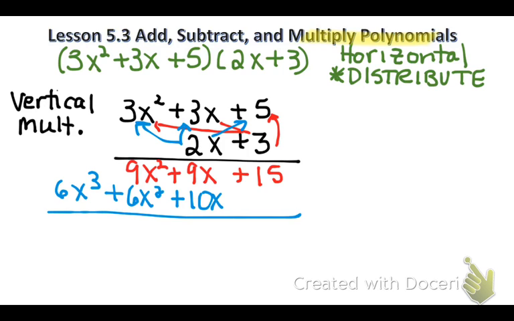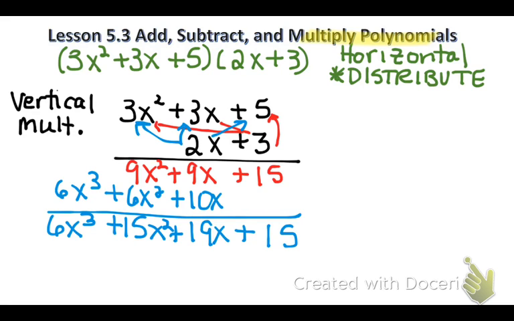The vertical method is nice to use because our like terms are easily aligned. Now we just add. So 15 and nothing is 15. 19x, 15x squared, and we bring down our 6x cubed. The original polynomials were written in descending order, so our answer is automatically in descending order.